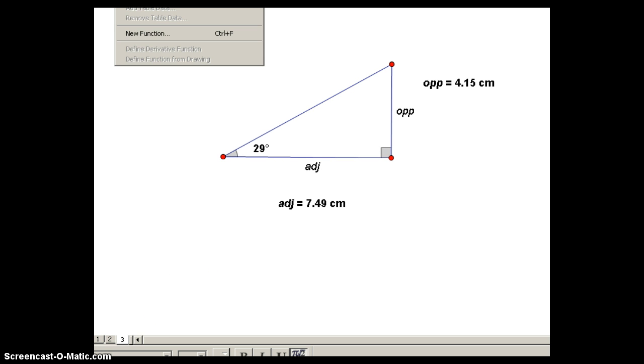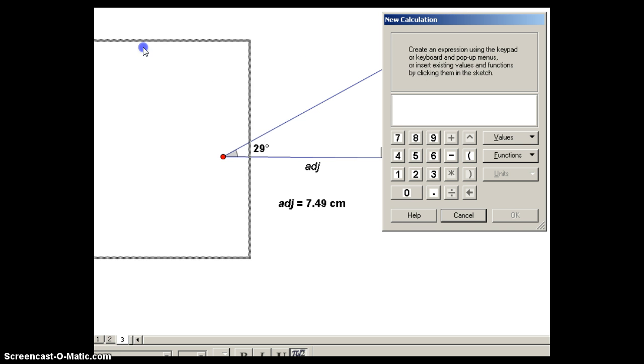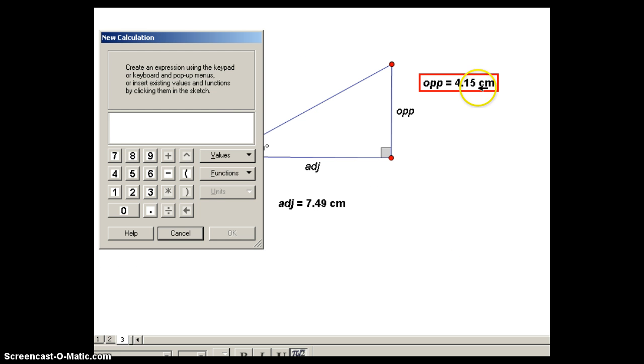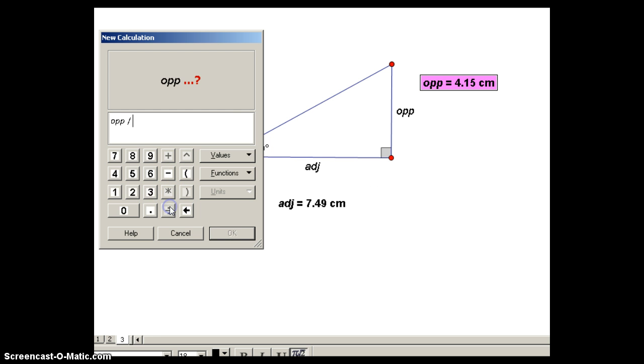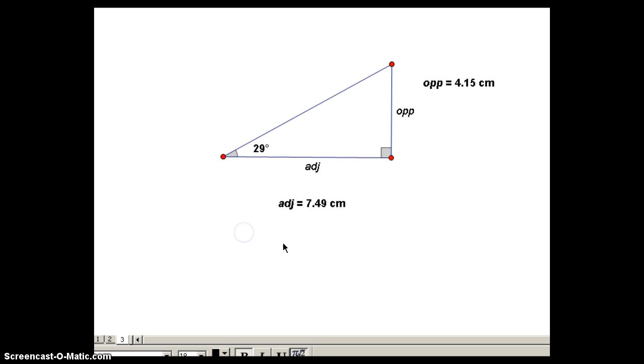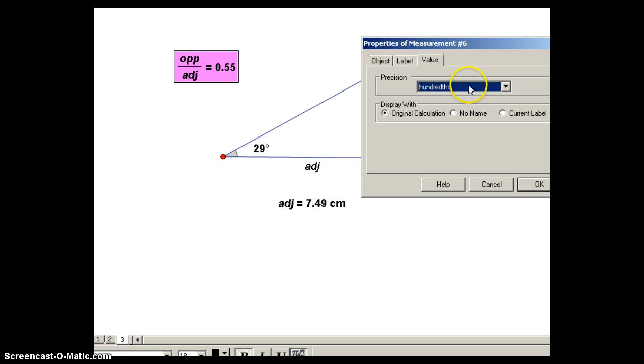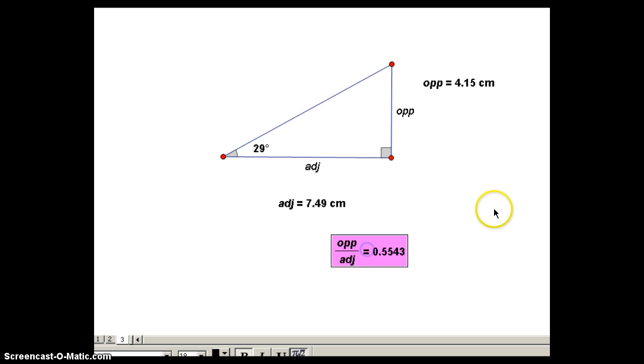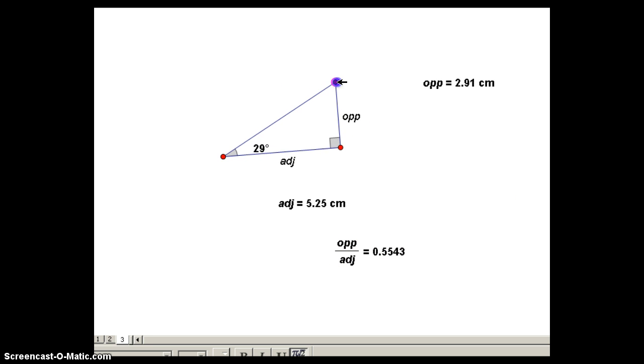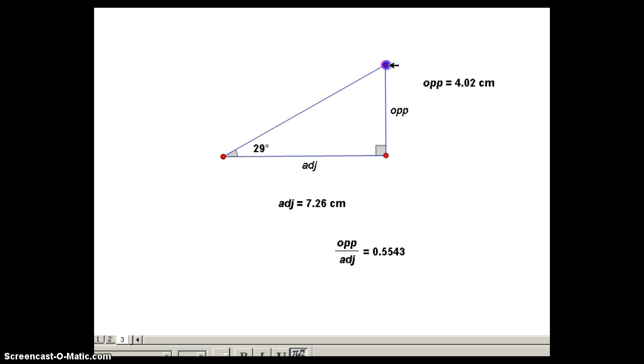So let's use the number calculate feature to determine the ratio of the side opposite to the side adjacent. So we'll take the opposite and divide it by the adjacent, and we get a value of 0.55. Let's go ahead and take that to 4 places, to the 10,000ths place, and we get 0.5543. Now notice, even if I change the size of the triangle, that ratio stays the same because that's true for all right triangles with an acute angle measuring 29 degrees. So we know that the value of the opposite over the adjacent is 0.5543.